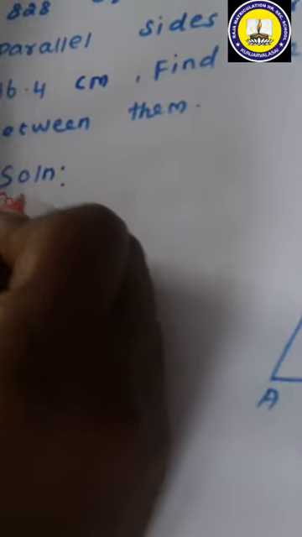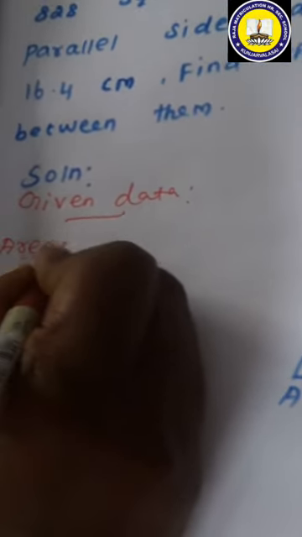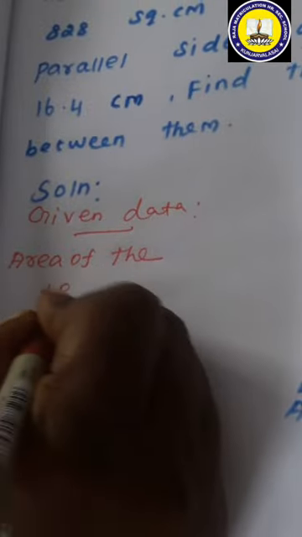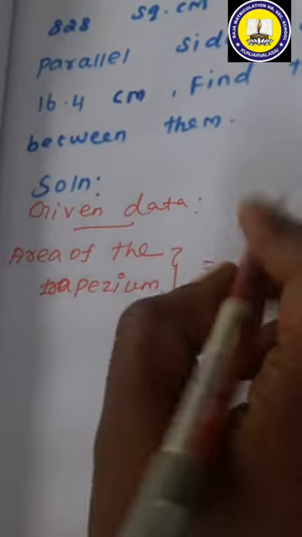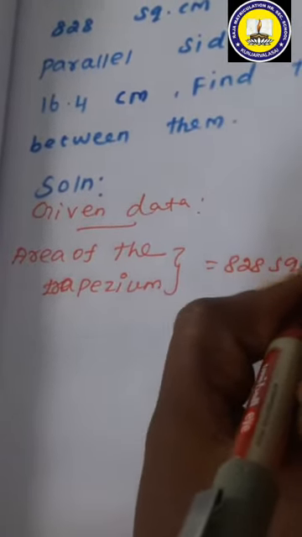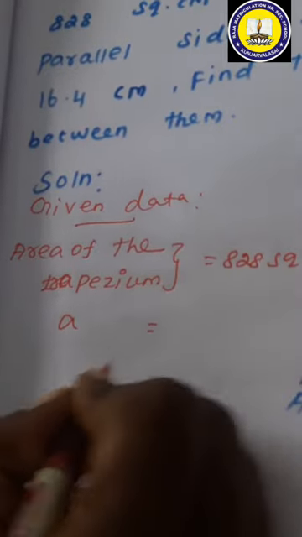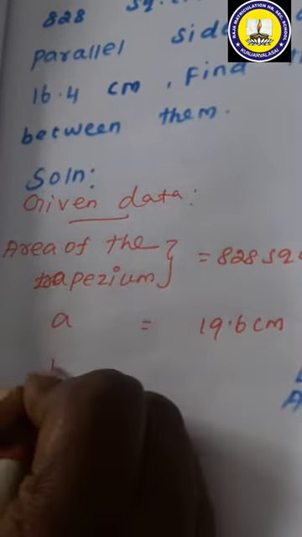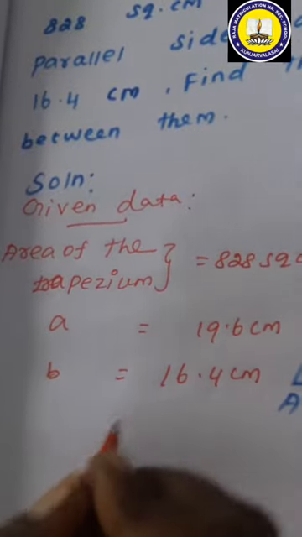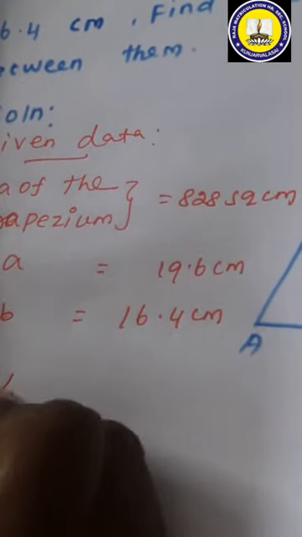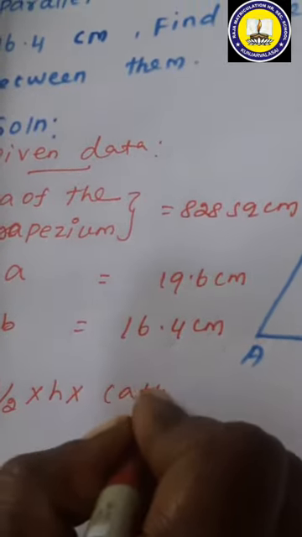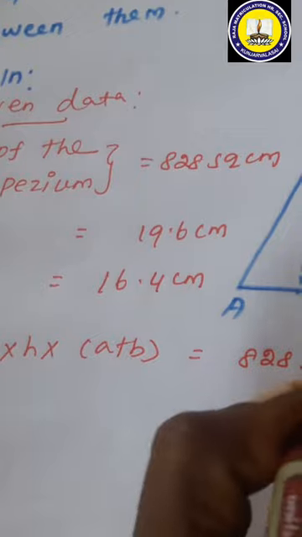First we write the given data. Okay, first one, area of the trapezium is equal to 828 square centimeter. Now A is equal to 19.6 centimeter and B is equal to 16.4 centimeter. Okay, already we know the area of the trapezium. So next we write area of the trapezium, half into H into A plus B, is equal to the area of the trapezium, 828 square centimeter.